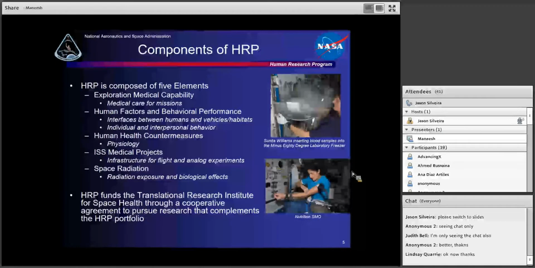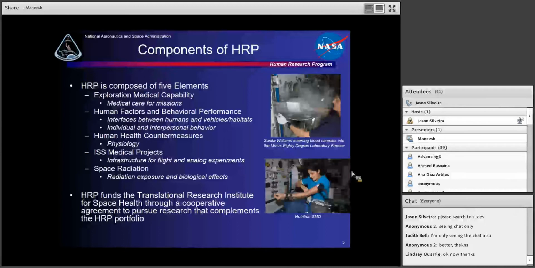So the Human Research Program is composed of 5 different elements. The Exploration Medical Capability, or ExMC, element works on medical care for the mission. How do we generate sterile saline from components aboard the station? How do we develop new hardware for medical use on station? How do we give CPR in space? All of those types of things.